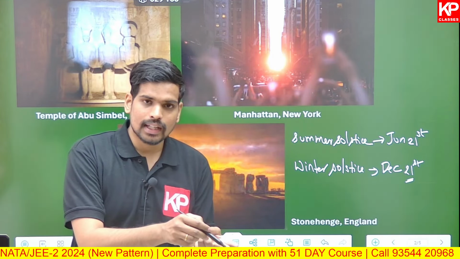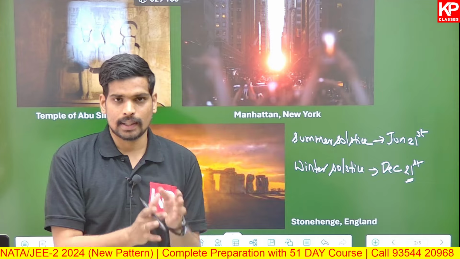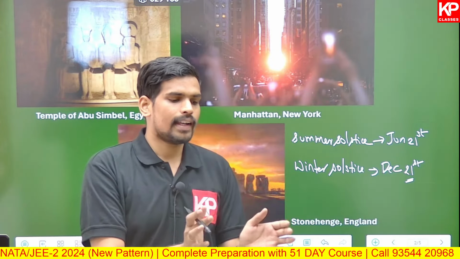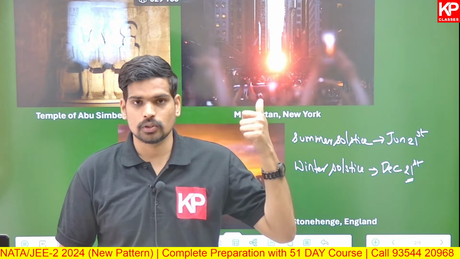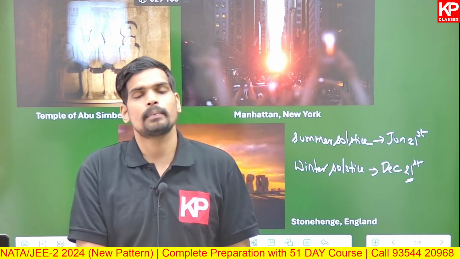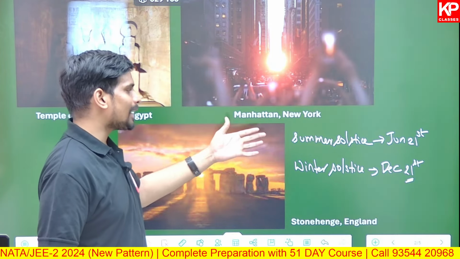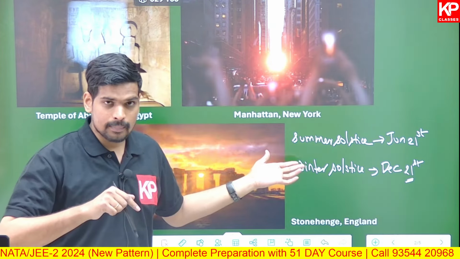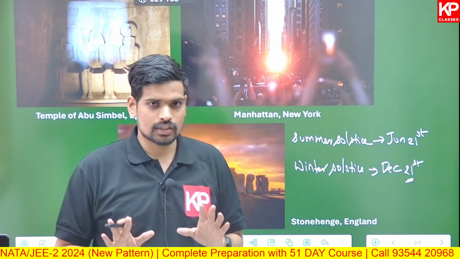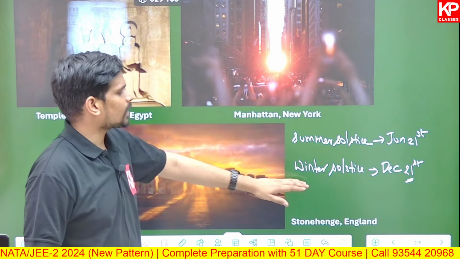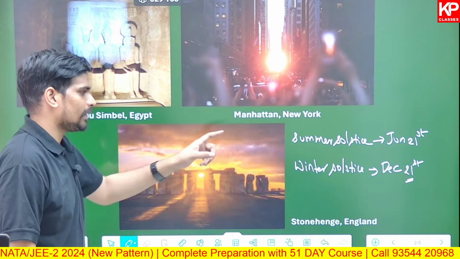Two dates with an equal 12-hour day and 12-hour night. So you have 24 hours in a day, 12 hours daytime, 12 hours nighttime. This doesn't occur every day. It occurs only during the equinox, the two dates I told you, that is March 21st and September 23rd. And coming to the longest day, it occurs on June 21st in the northern hemisphere. The northern hemisphere is basically the top half above the equator. India falls in the northern hemisphere. The winter solstice occurs on December 21st.